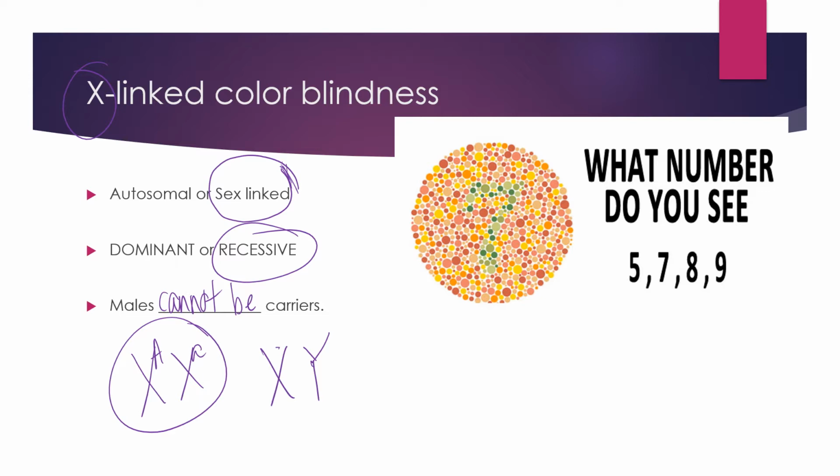Over here, a male is either going to have it. So this is a male that has it. This is a male here that does not, right? So they cannot be carriers because they have a Y chromosome. They only have one X, and sex-linked traits are based on the X chromosome. Remember that everyone gets an X, only males get the Y, and females have two X's.